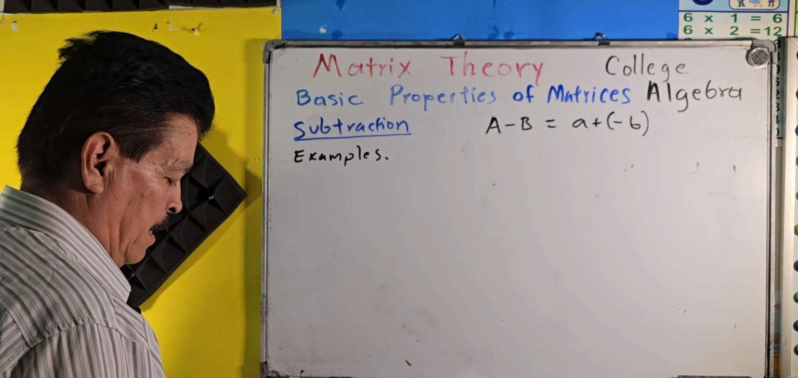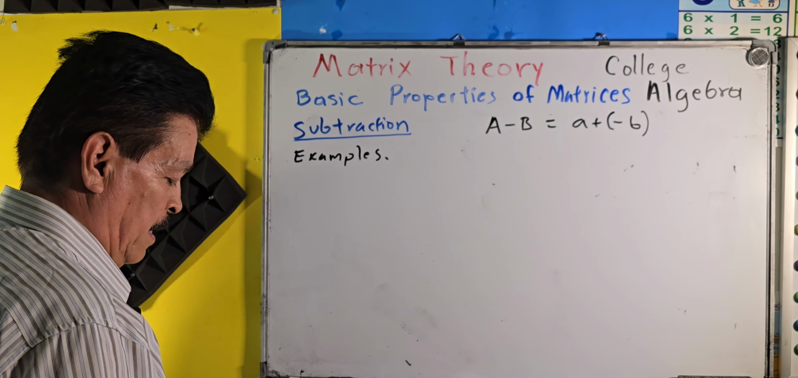Let's talk about one example. We'll take the matrix with negative 5, 6, 2, and 4, and subtract from it the matrix with negative 3, 2, 5, and negative 8.